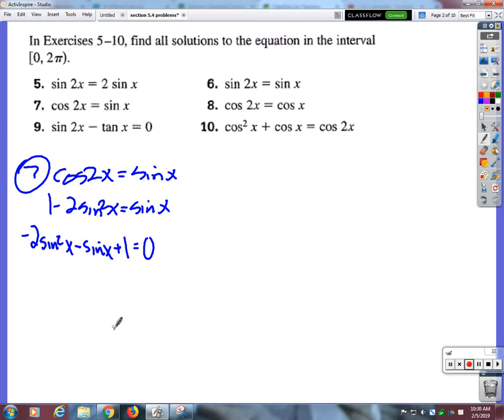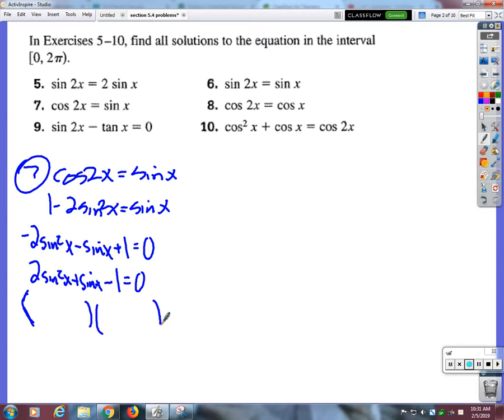However, as I'm sure you're all aware, factoring is hard enough already. It's much worse when you have a negative in front. So I'm going to multiply both sides by negative 1, which allows me to rewrite this as positive 2 sine squared x plus sine x minus 1 equals 0. Okay? Yeah, that's fine. It'll work out to be the same.